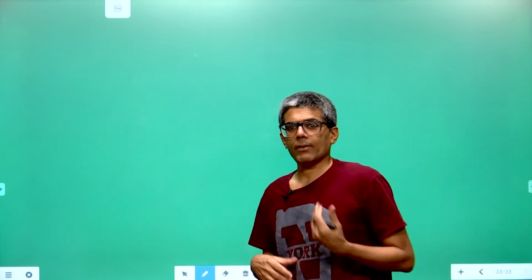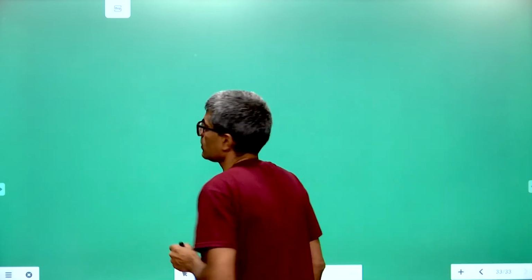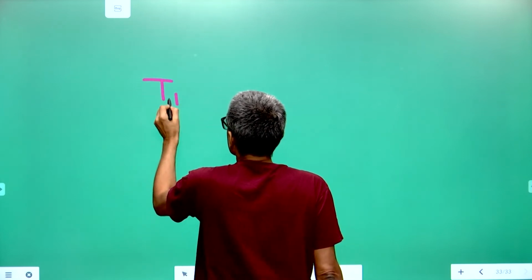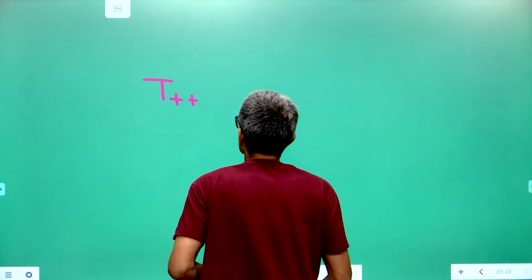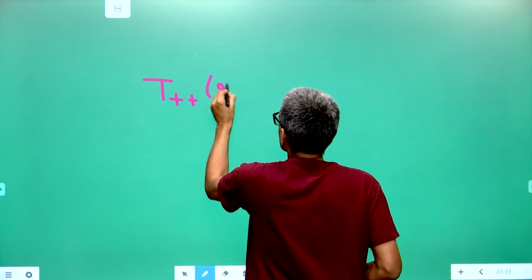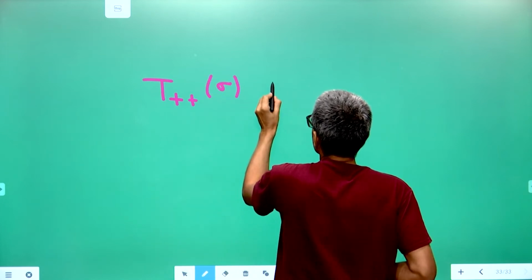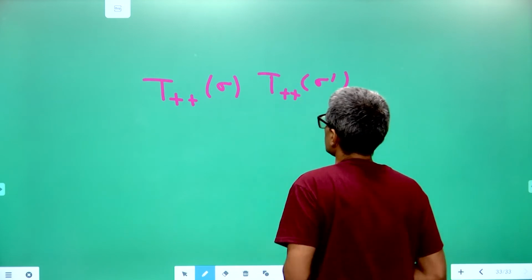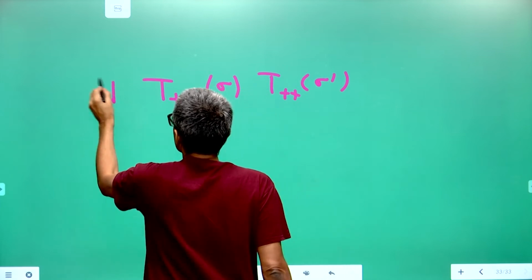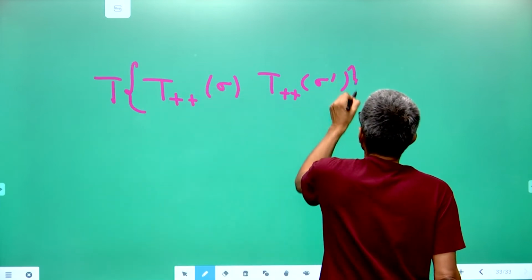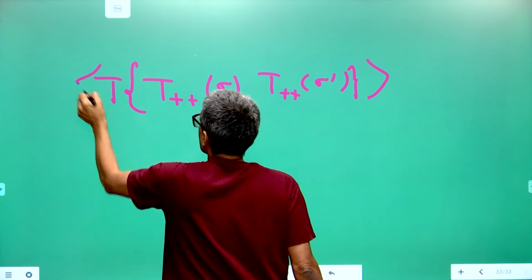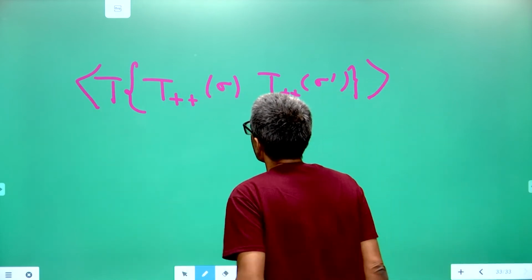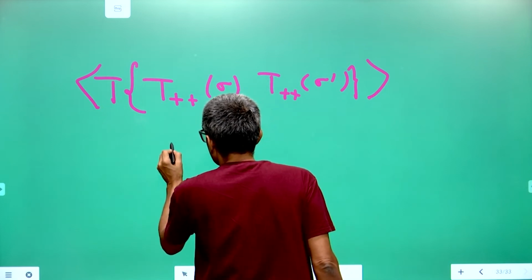Now, we want to look at anomalies. How are anomalies generated? Anomalies are generated in the following way. Suppose you look at the energy momentum tensor, say T plus plus of sigma, and you calculate the correlation with T plus plus of sigma dash. You look at the time ordered version of this and you take vacuum expected values of this.